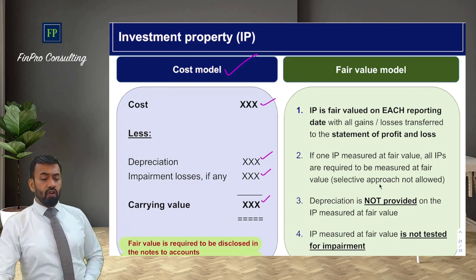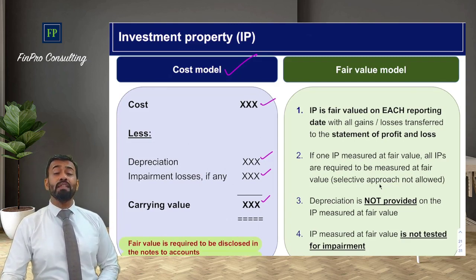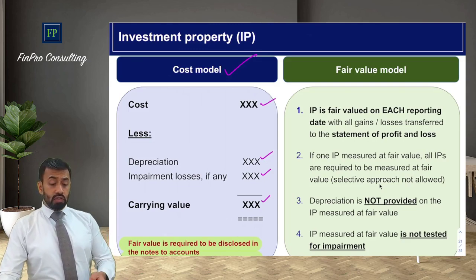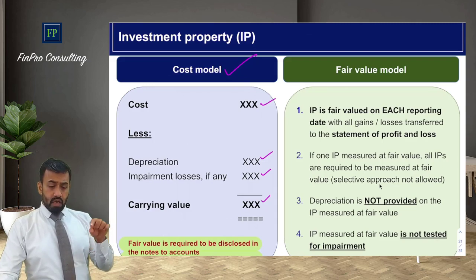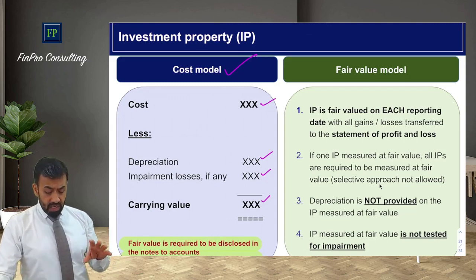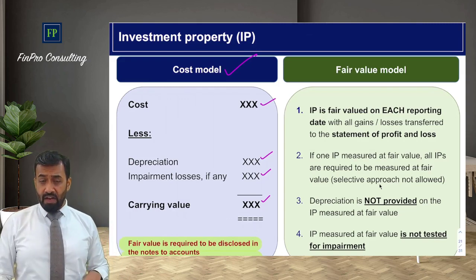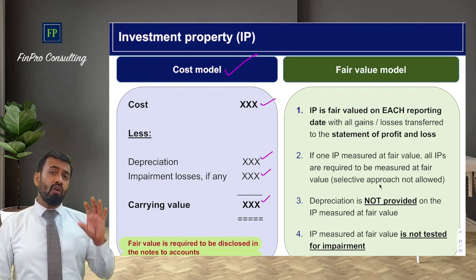Even if you do not follow the fair value model, the fair value must be disclosed in the notes to account. This is not required for PPE and intangible assets. Property, plant and equipment and intangible assets under the cost model do not require you to disclose the fair value of those assets. However, investment property requires you to disclose the fair value, even if you follow the cost model.